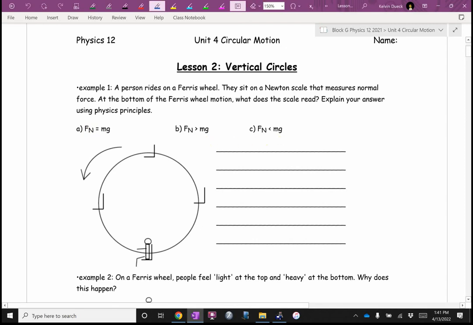You know what? We're going to vote. How high you hold your hand up is how sure you are of the answer. You wanted some more challenges, so we'll throw some more in. So at the bottom of the Ferris wheel, if you were to look at the scale that you were sitting on, what would it read? Who says, Mr. Duick, easy. Scales measure the normal force. The answer is A.